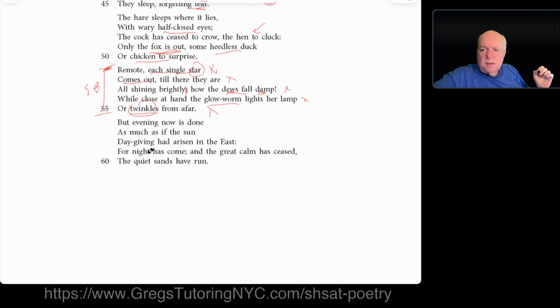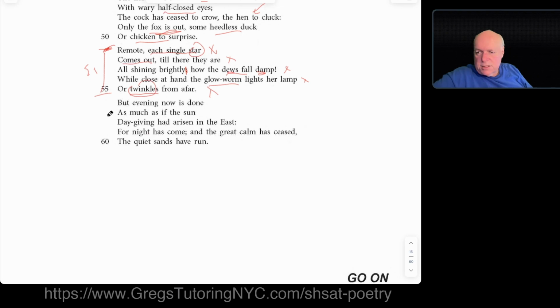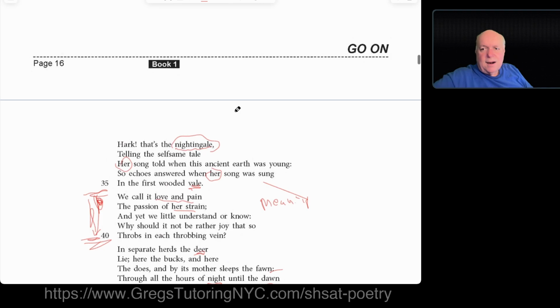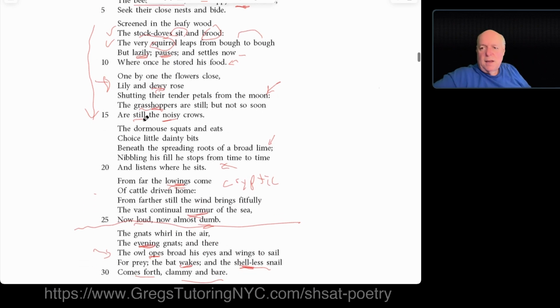And then finally, I believe this is the last paragraph. There we go. It's the last paragraph, the last stanza. So evening now, but evening now is done. So sunset has definitely happened. We talked about things going to sleep. So night has definitely happened. As much as if the sun, day giving, had risen in the east. So this goes full circle to the beginning, when it was talking about the clouds and the darkness in the west, right on line 2. All right. So the author has almost created a story arc, dragging it back full circle, if you will.